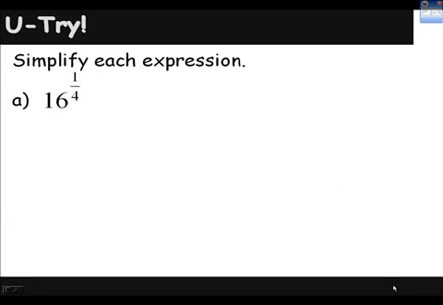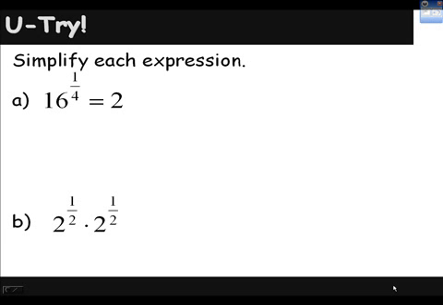You try. Simplify 16 to the 1/4 power. If you need more time, press pause. This would be the same as 2. It's the fourth root of 16. Remember, the way to take a fourth root on a number is to do the square root twice. The square root of 16 is 4. The square root of 4 is 2.